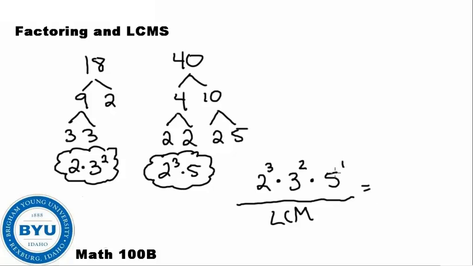So then I can multiply those out together. So 2 times 2 times 2 times 3 times 3 times 5. I would use a calculator here. Remember, you can use calculators. So 2 times 2 times 2 times 3 times 3 times 5. The LCM of these is 360.